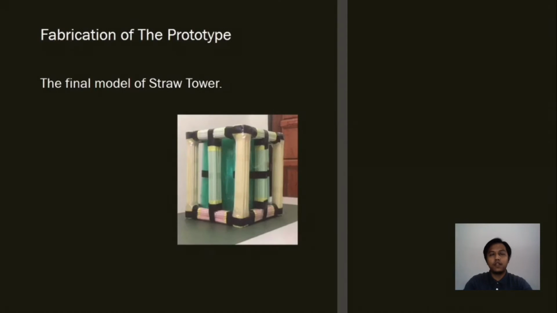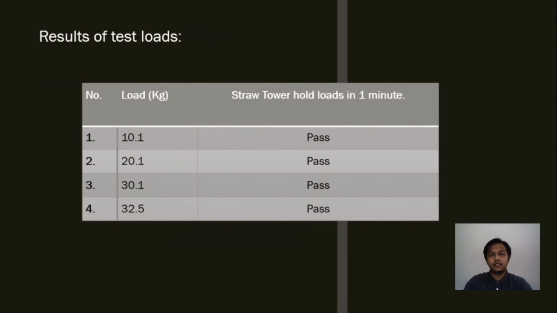Next, fabrication of the prototype. The Parthenon straw tower is made from straws and tapes. This is the final model of the Parthenon straw tower. Next, results of the test load. Our group used 4 types of loads.